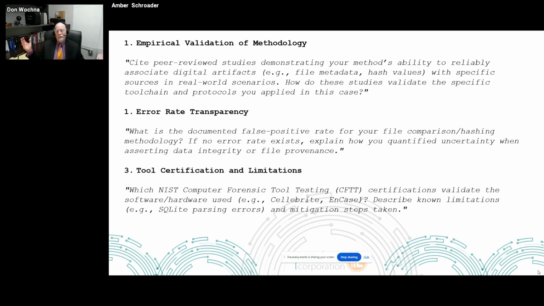And secondly, what standards are we working towards? Is there a NIST standard for investigation? There actually is. Is there a NIST standard for tools? I know Parabin and Amber are very familiar with the computer forensic tool testing division of NIST, et cetera. All of that knowledge domain is currently on the table.